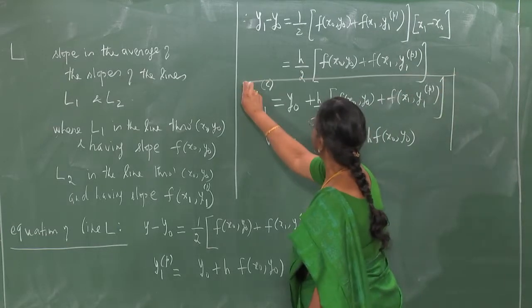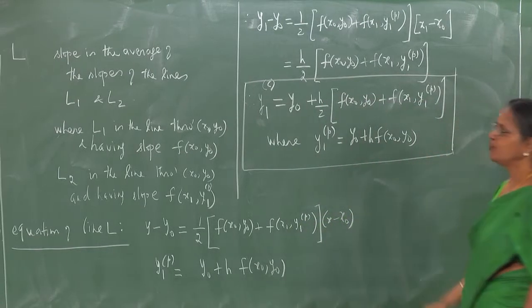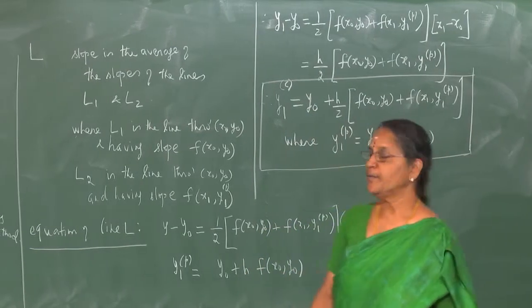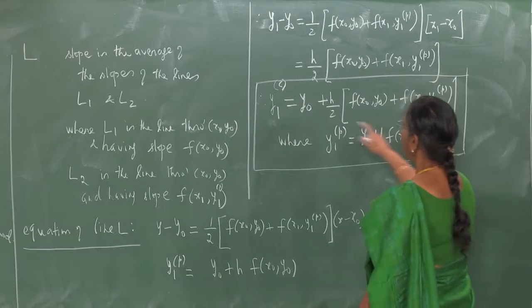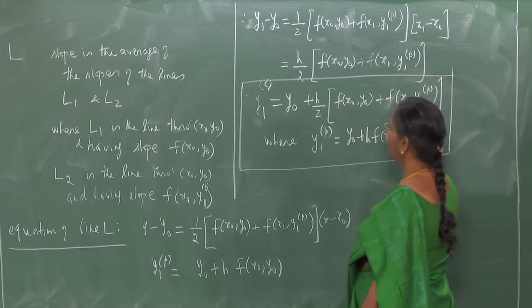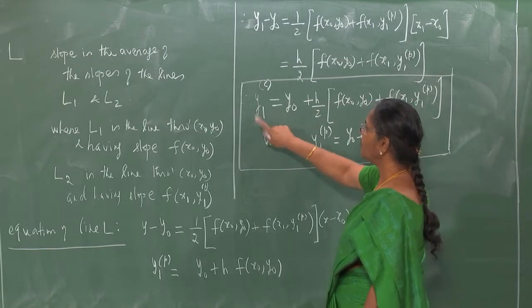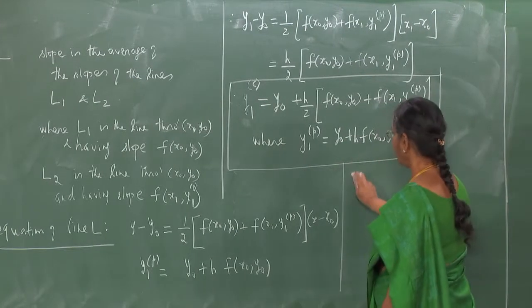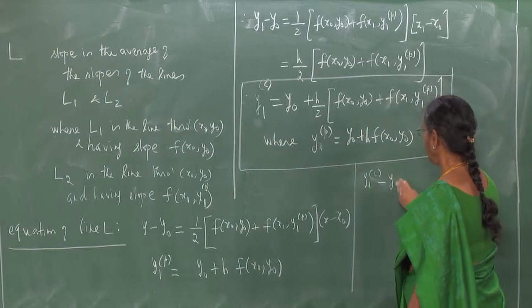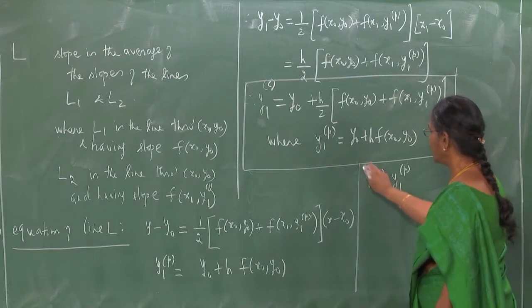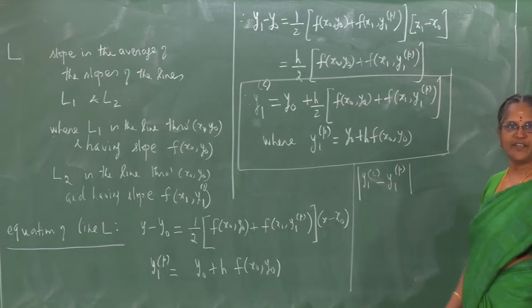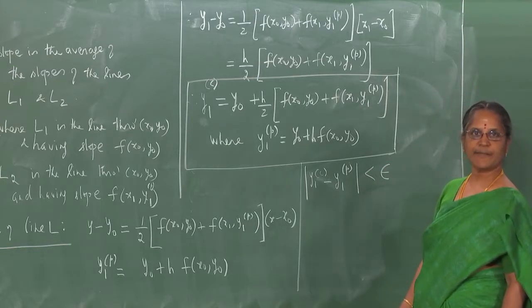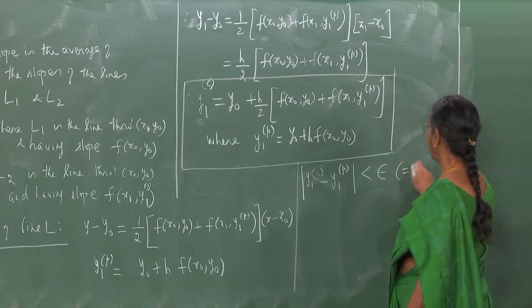So, this is the step that you should use to find the solution at x1, namely y1. So, you have a predicted value of y1 and a corrected value of y1, which give you values at the point x1. You would like to check whether the absolute value of the difference between the two is less than the prescribed accuracy, say something like 10 to the minus 3.